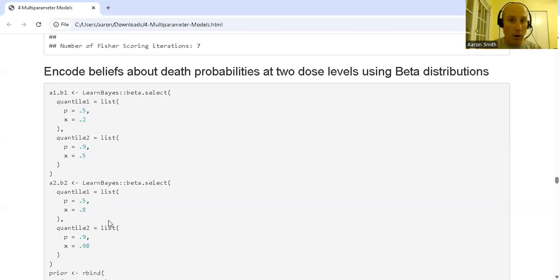Once again, I'm going to have to talk to my stakeholders, talk to my subject matter experts, and when x is equal to 0.6, the dose is 0.6, they feel that the median of the beta distribution should be at 0.8, and the 90th percentile should be at 0.98. Okay.